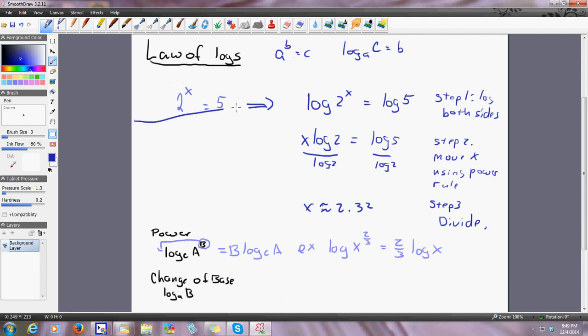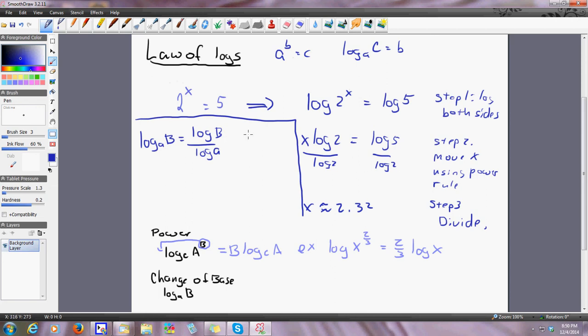But I want to show you something else. This is called the change of base. It says log base a of b equals log of b over the log of a. So you take the base, and that goes in the bottom. You take this number, and it goes in the numerator.